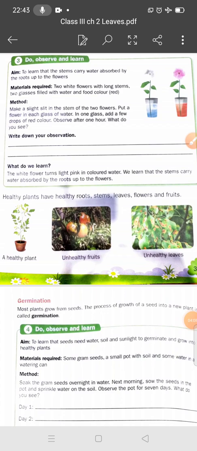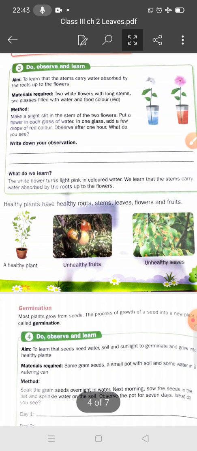The next activity is to learn that the stem carries water absorbed by the roots up to the flower. What is the function of the stem? It transports water from the roots to the other parts of the plant also. So in this activity we will see that the stem carries water absorbed by the roots up to the flowers.